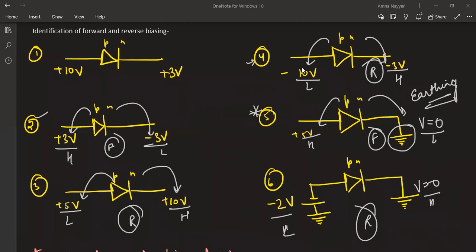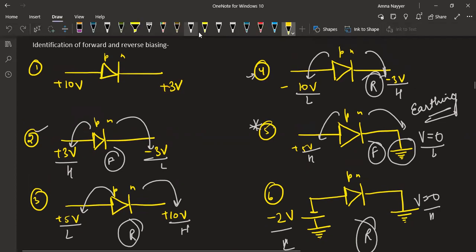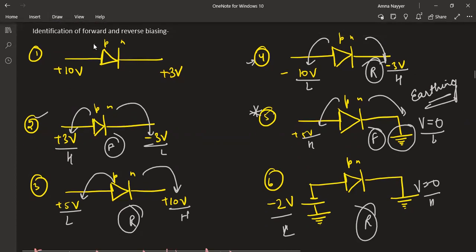See, so many of you, I have discussed it in the last class also with you, and some of you, this is new for you. When the P type is connected to the higher voltage, higher potential, and N is connected to the lower potential, we call it forward biasing. Like here in this case, P type is connected to the higher one, and this is the lower one. So we'll call it forward biased.